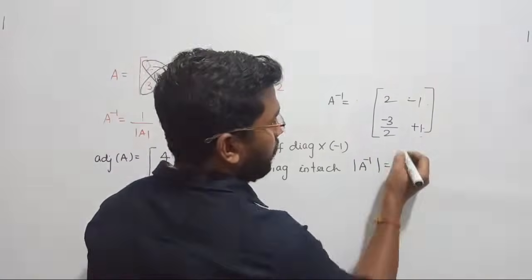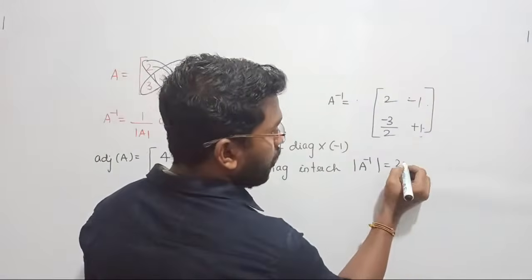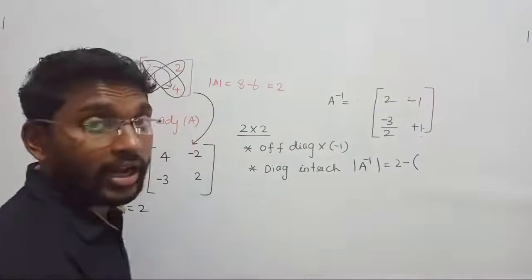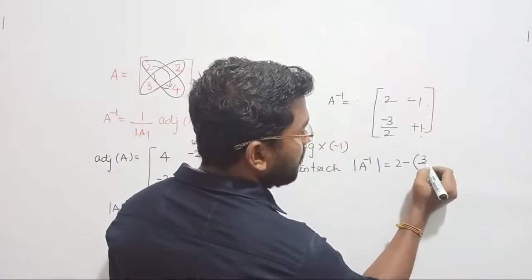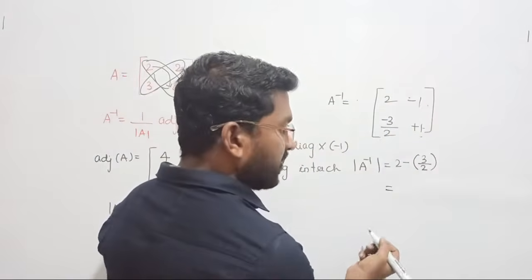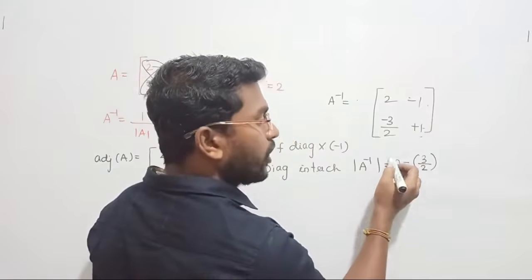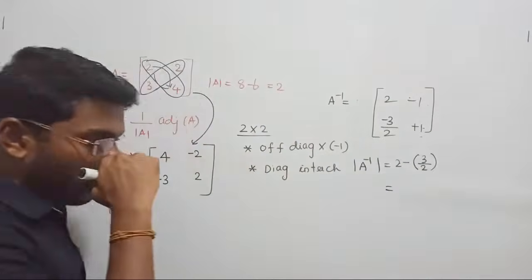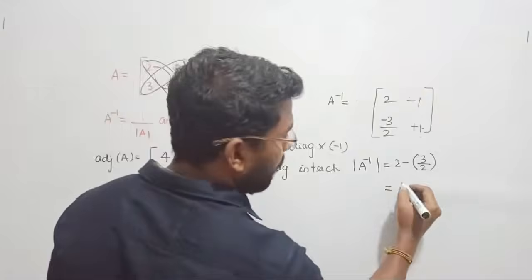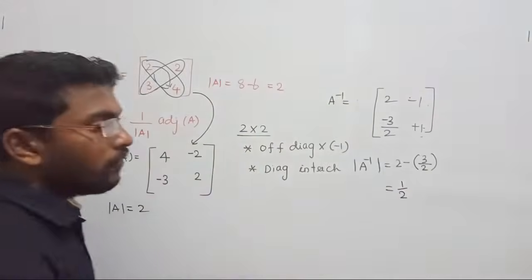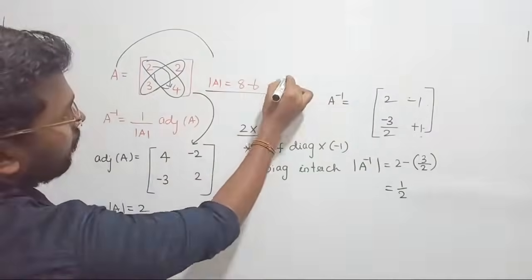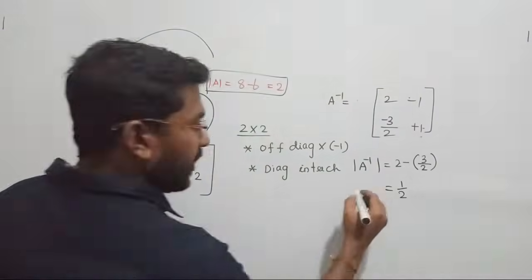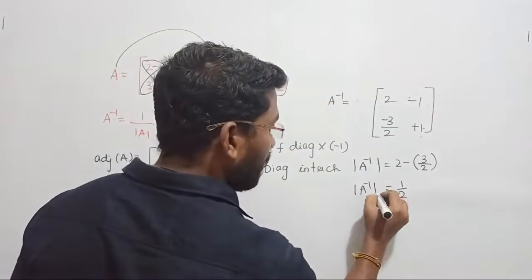Then the determinant will be the product of diagonal, which is 2, minus the product of off diagonal. Off diagonal, minus 1 into minus 3 by 2 will become plus 3 by 2. Such that what is the equivalent value? See there, 2 minus 3 by 2, that is 1.5. So 2 minus 1.5 will give you 0.5 or 1 by 2. What I have understood: determinant of matrix A is equal to 2, whereas determinant of A inverse equals 1 by 2.